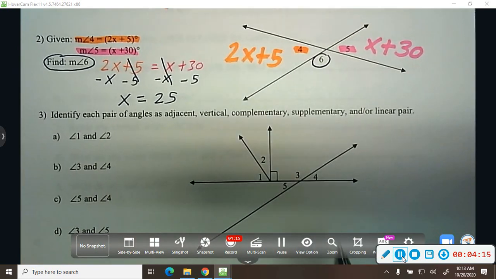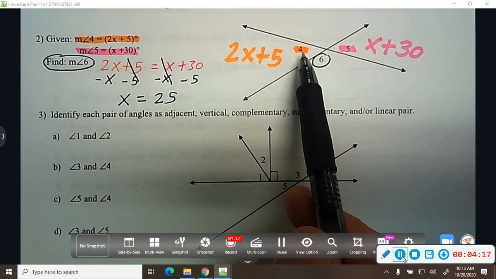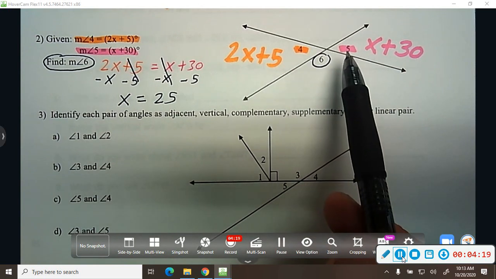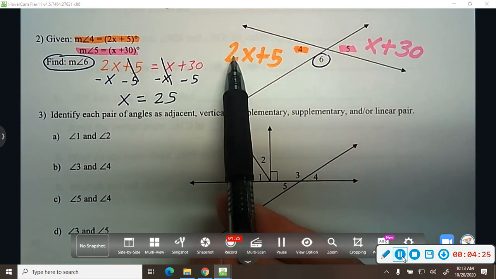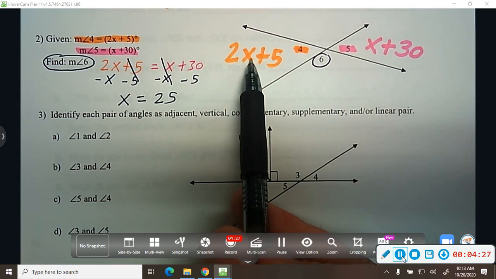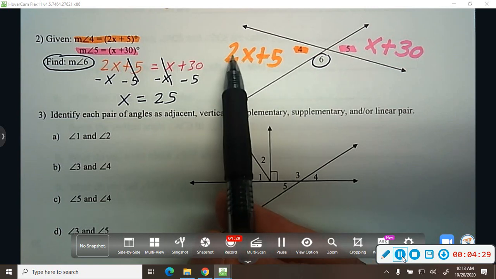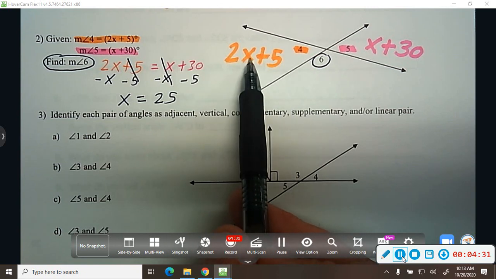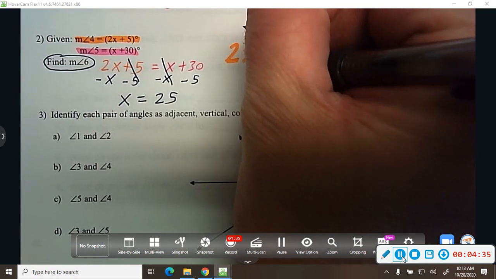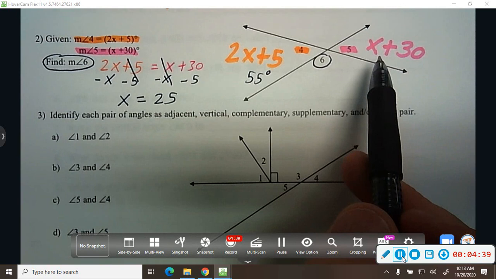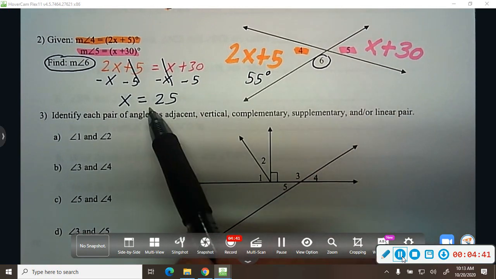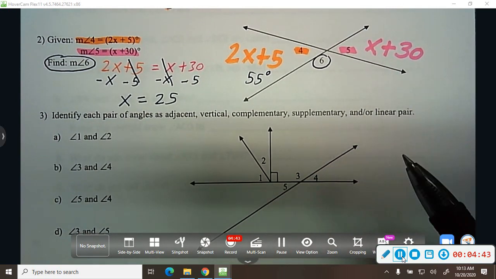Now that does not mean that angle 4 is 25 degrees. That does not mean that angle 5 is 25 degrees. That just means the value of x is 25. So let's plug in 2 times x plus 5. 2 times 25 is 50 plus 5 is 55 degrees. Now I really hope I get 55 over here, or else I messed up. 25 plus 30 is also 55 degrees.